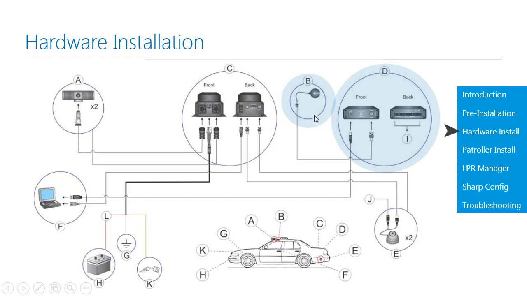The GPS antenna should be located somewhere with a clear view of the sky to get the best signal possible, so that's preferably on the roof of the vehicle, somewhere near the Sharp cameras. Now, the nav box also connects to the mobile PC in the vehicle using a USB cable, but we do need to make sure that the cable length is less than 15 feet.